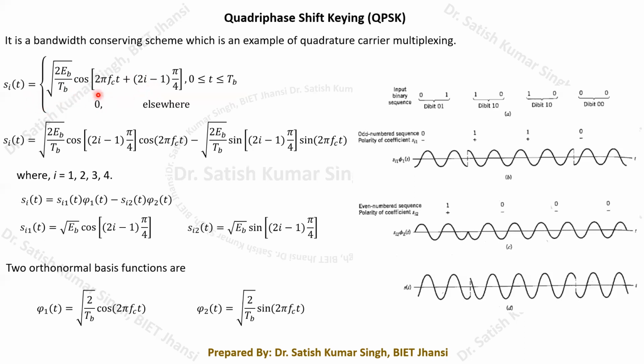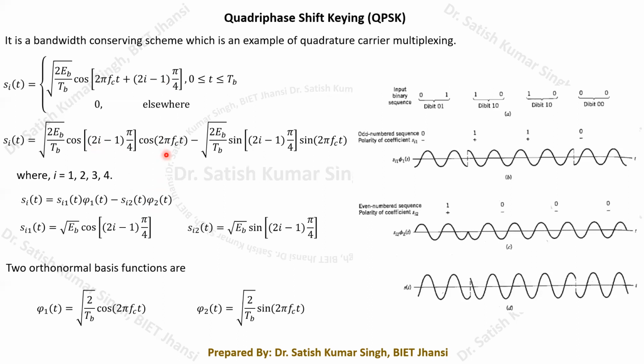Now let's discuss it further. If we expand this particular expression a little bit, just try to expand it by following the formula of cos A plus B. I hope you must be able to write this expression: it is cos A cos B minus sin A sin B. So this way we can write this particular expression. We have already seen that I takes these 4 values 1, 2, 3, 4, and based on these values of I, we are going to have different phases of the carrier.